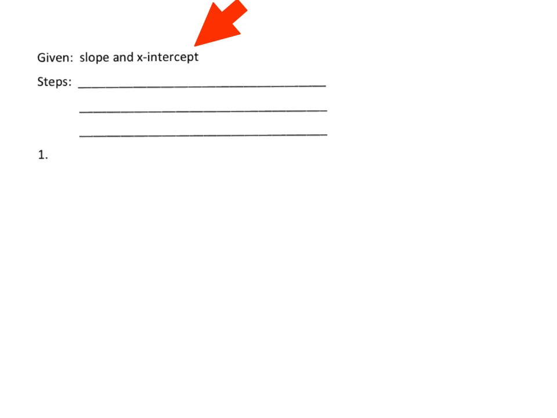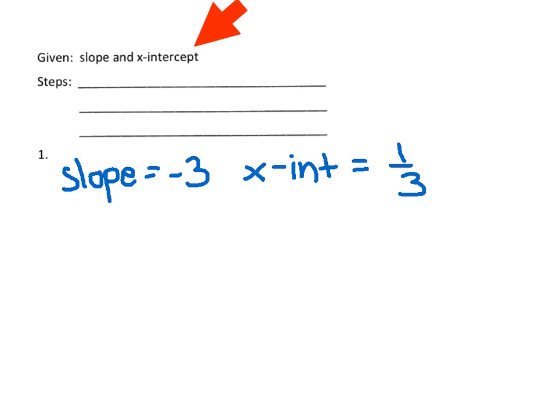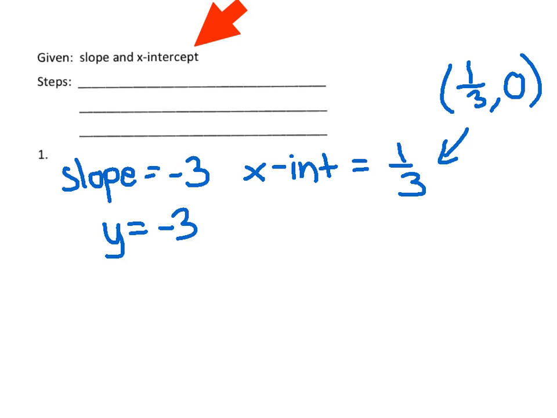Alright, now we're going to have a situation where we're given the slope and the x-intercept. For example, we have here slope is equal to -3 and x-intercept is 1/3. Now the x-intercept is just the x-coordinate of a point where a line crosses the x-axis. So for the full ordered pair, this is really (1/3, 0), since the x-intercept would have a value of 0 for y. So for our first step, you want to substitute your slope into the slope-intercept form. So I'm going to put -3 for m and rewrite as -3x plus b.